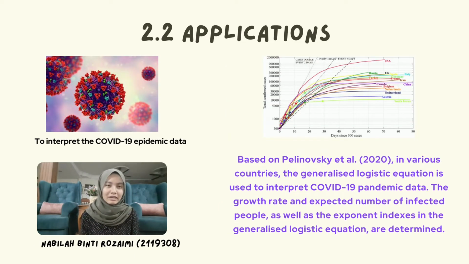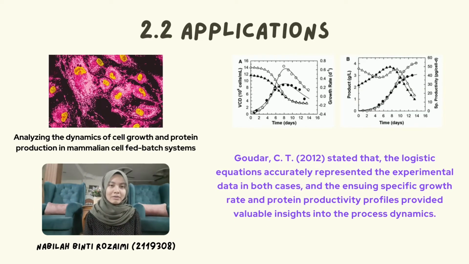Secondly, to interpret the COVID-19 epidemic data in various countries, the generalized logistic equation is used. The growth rate and expected number of infected people as well as the exponent indexes in the generalized logistic equations are determined. Thirdly, to analyze the dynamics of cell growth and protein production in mammalian cell fed-batch systems, the logistic equations accurately represented the experimental data in both cases, and the ensuing specific growth rate and protein productivity profiles provided valuable insights into the process dynamics.